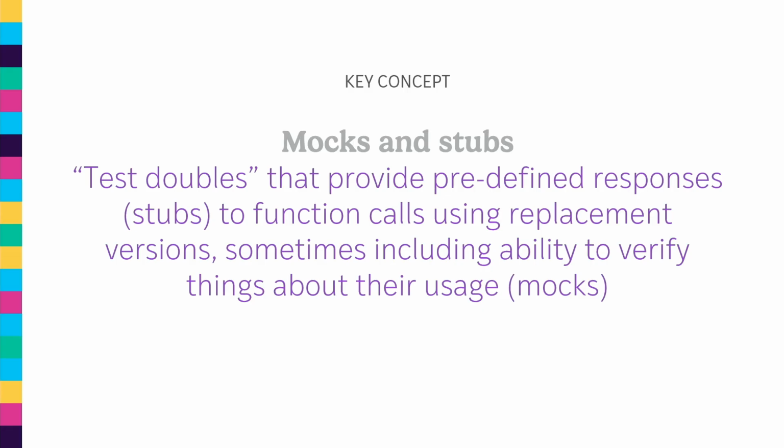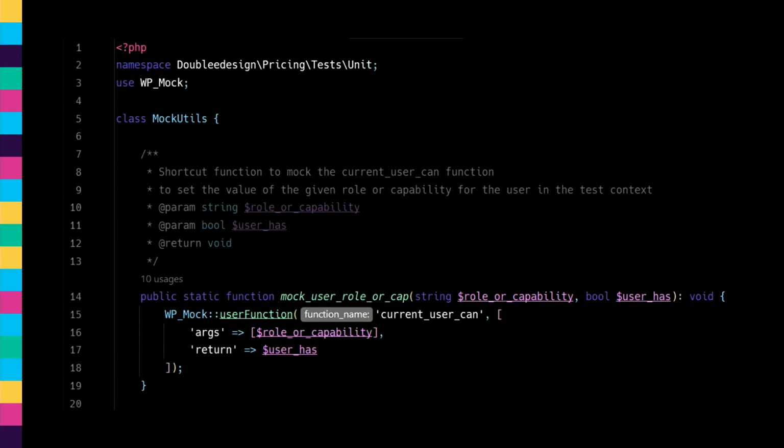With these test double type concepts, there's a whole lot of them. It gets a bit confusing. It's like, is this a mock or a spy? And there is a difference. But ultimately, it's test doubles. We're giving it predefined responses to those function calls with some sort of replacement version. Sometimes we can even check, hey, was that called or not called? But the key thing is to know you're doing a predefined response.